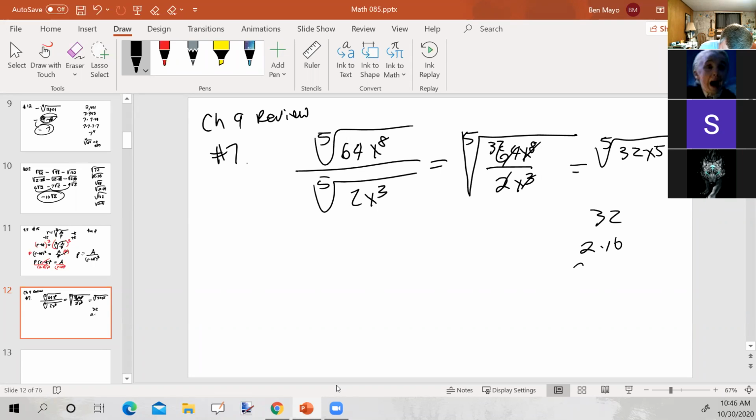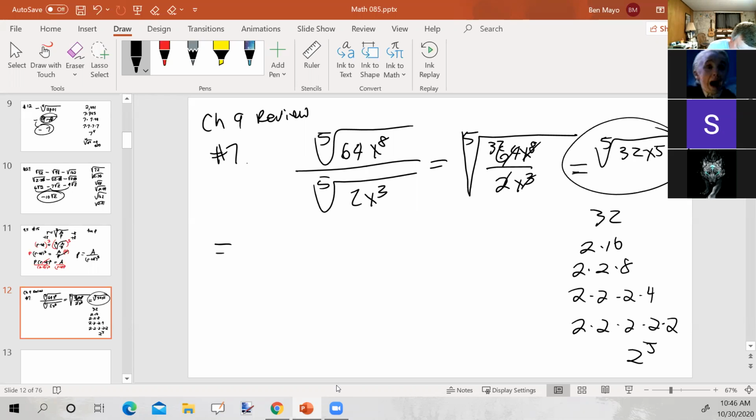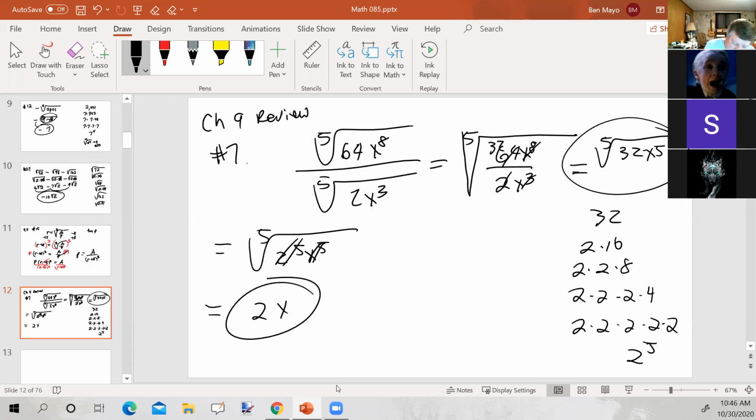32 is 2 times 16, which is 2 times 2 times 8, which is 2 times 2 times 2 times 4, which is 2 times 2 times 2 times 2 times 2, or 2 to the 5th power. So that means that this is equal to the 5th root of 2 to the 5th x to the 5th. Well, what's the 5th root of 2 to the 5th? 2 outside. What's the 5th root of x to the 5th? X outside. Final answer, 2x. Any questions there?